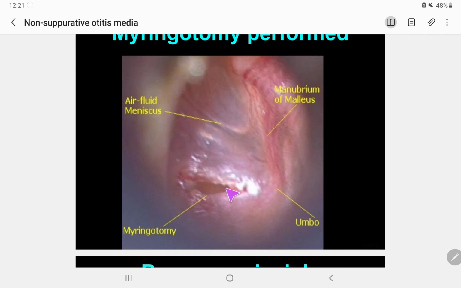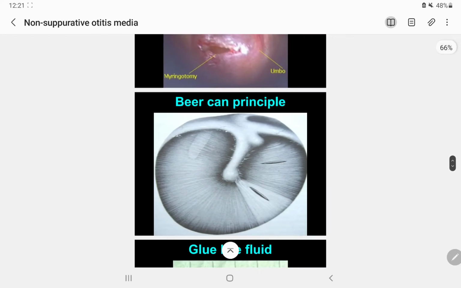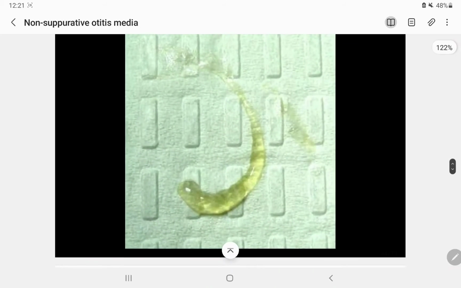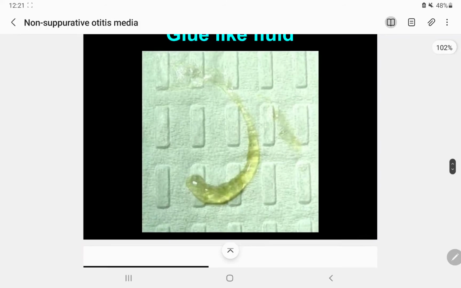So look here, we are doing a myringotomy as well, right? So look, this is a beer can principle, right? So here it is done in the anterior superior and then the anterior inferior quadrant, and this is what fluid in otitis media with effusion looks like. This is a glue like fluid, right?